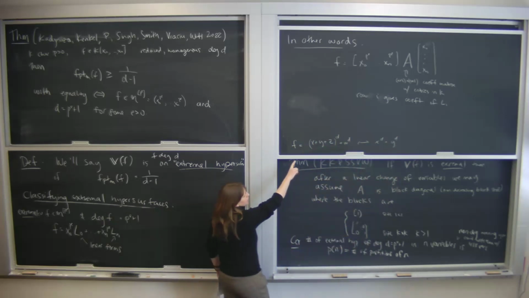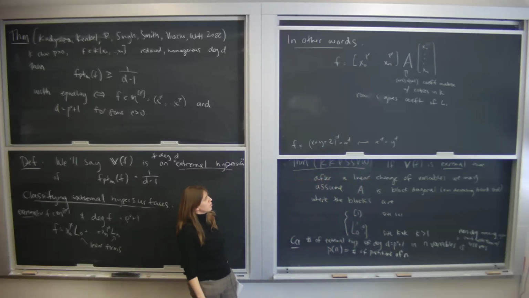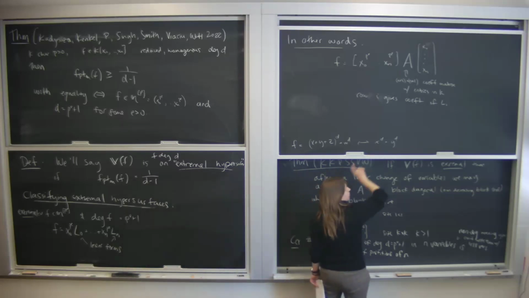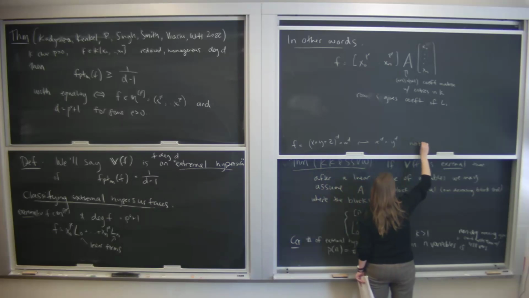But there's a linear change of variables, sending x plus y plus z to x, and so on. And then I can write this in two variables. So this is an example of something that's not non-degenerate.